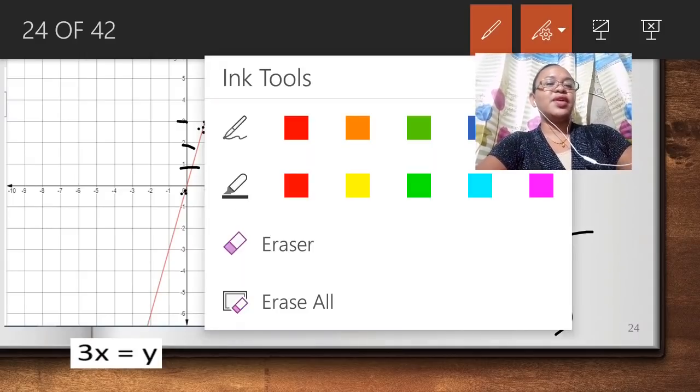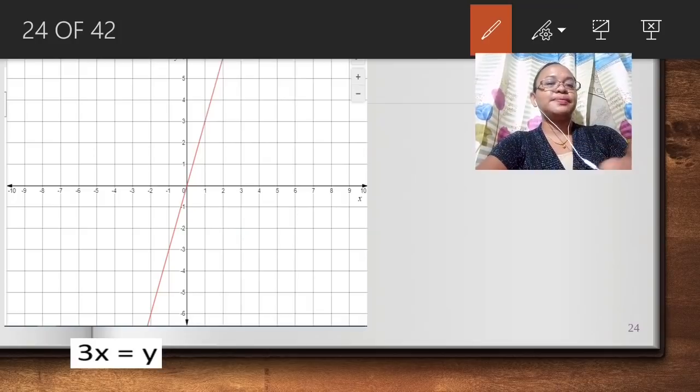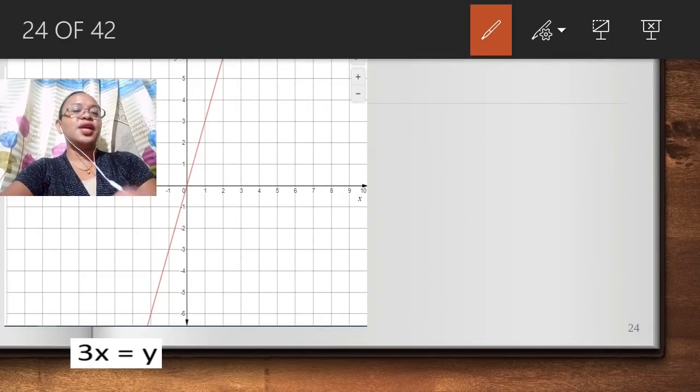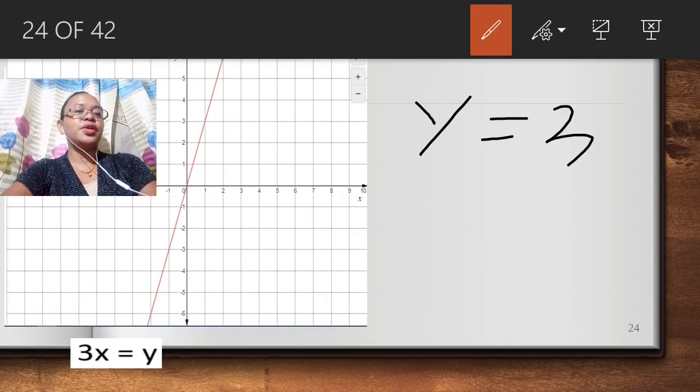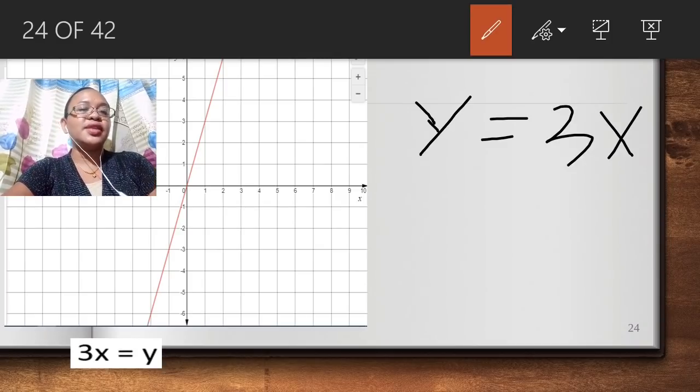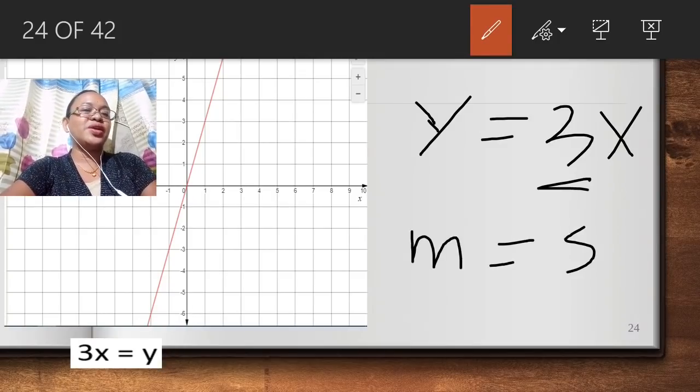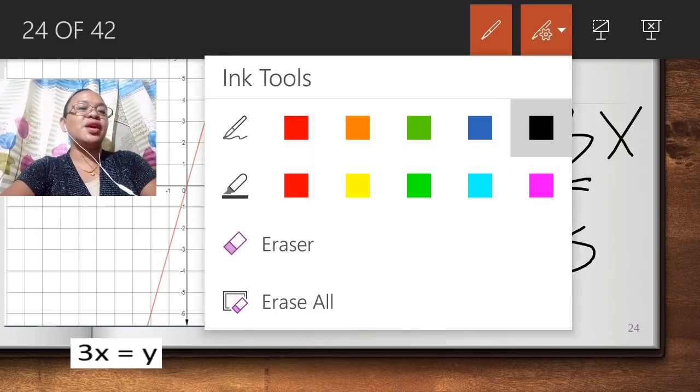So let us have another way of answering that. Okay, did you see the equation? The equation is 3x equals y, or y equals 3x. So that is the slope-intercept form. And as I said, in the slope-intercept form, the number beside x is the slope. That's why the slope here is 3. The slope is 3.